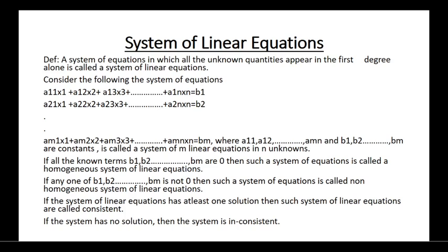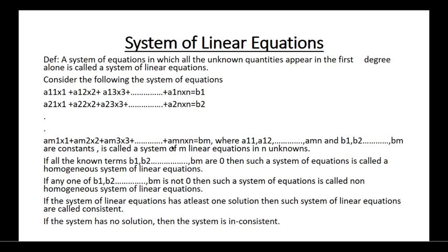In such equations, all unknowns appear in the first degree. Then only such a system is called a system of linear equations. So this is the general form of a system of linear equations. In this one, all coefficients are constants. Coefficients of the variables are constants. The constants appear freely. We can take them to the right side. That means all right hand side constants b1, b2, bm.